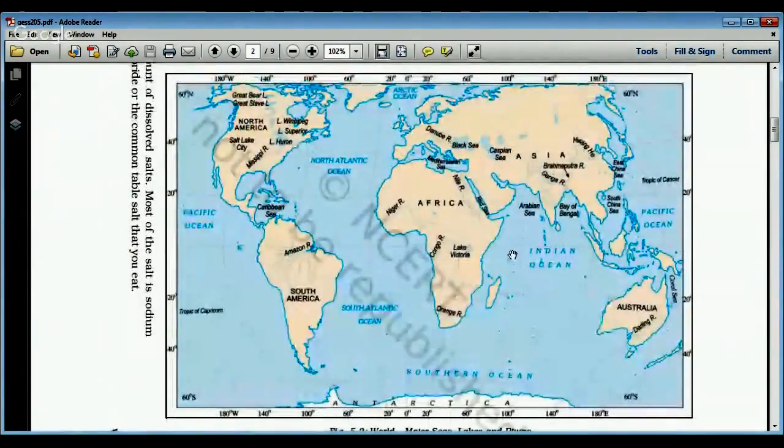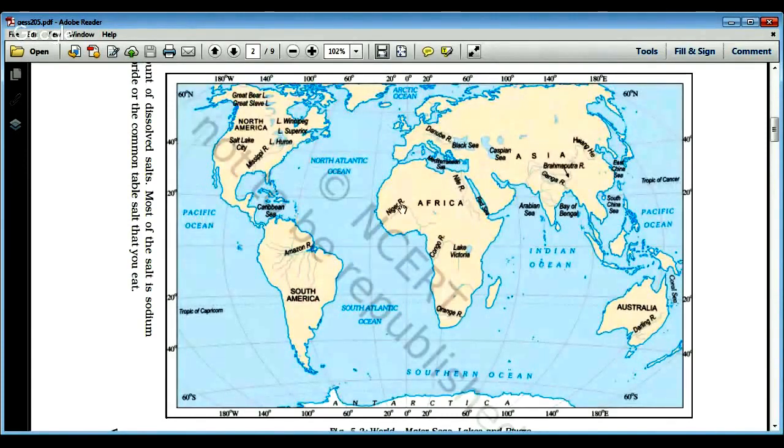So this is a world map. In Africa, the Nile River passes through Africa. Then the Niger River passes on the west of Africa. Then the Congo River. Then Lake Victoria is there. Then the Orange River also flows through Africa. Then the famous river of Australia is the Darling River. Then there are some rivers in Europe also, like the Danube River. Then there are some seas like the Black Sea and the Caspian Sea.